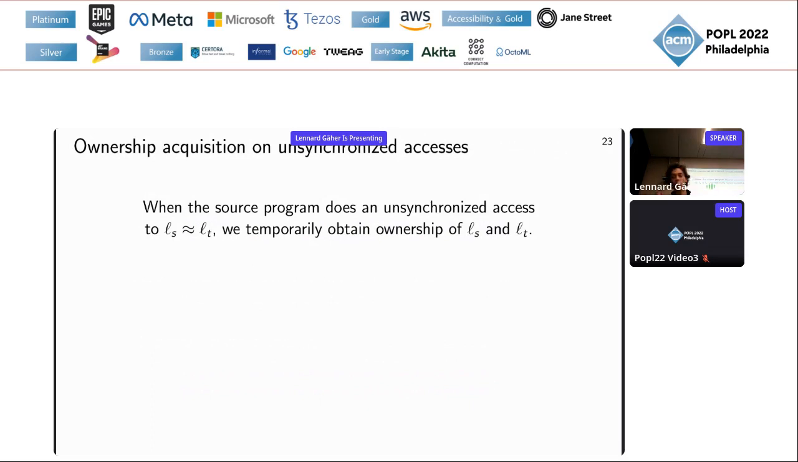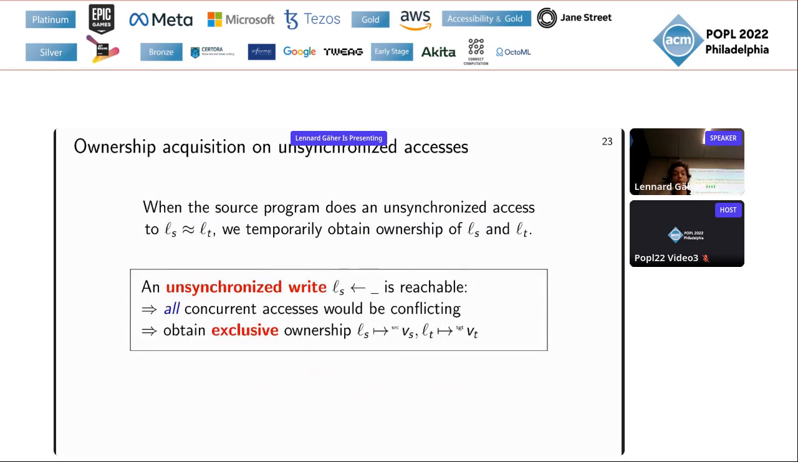And what kind of ownership can we obtain in this way? Well, when an unsynchronized write is reachable in our thread, we know that all concurrent accesses would be data races, so we can obtain exclusive ownership. Let us try to formulate this formally.